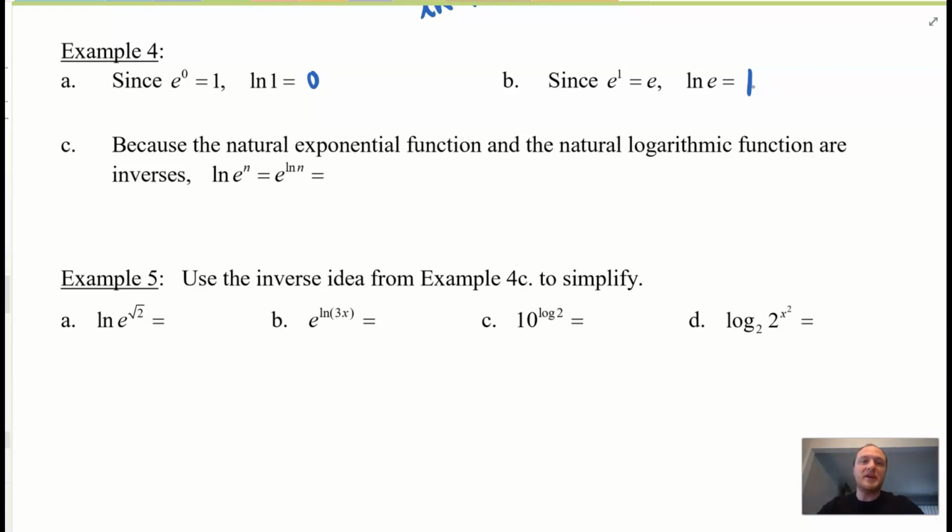All right, so because the natural exponential functions and natural logarithmic functions are inverses, then the natural log of e to the power of n and e to the power of natural log of n is equal to n. These are inverses. They don't cancel out, but they essentially cancel out. We can think of it that way, right? They undo each other. All right.